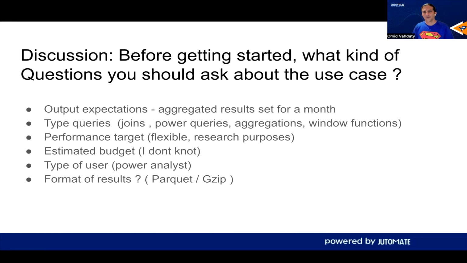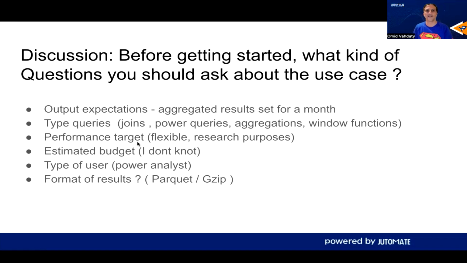The questions you should be asking yourself about the use case are about the output expectation. Are you expecting aggregated results or something else? For the purpose of this exercise, I answered as if I am the customer: it's aggregated results for a month. And the types of queries are joins, power queries, aggregations, and window functions.